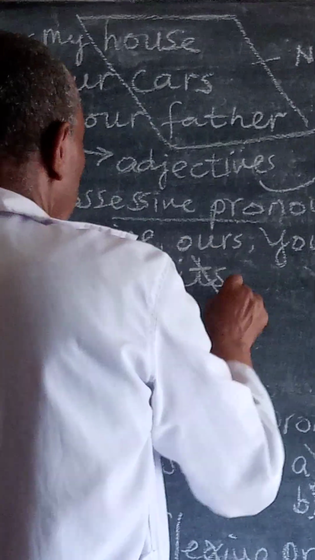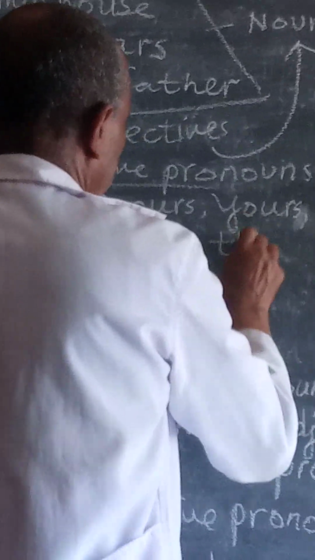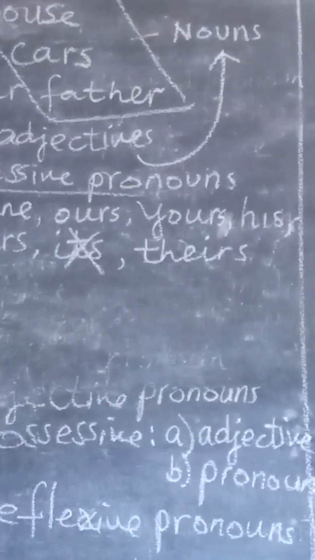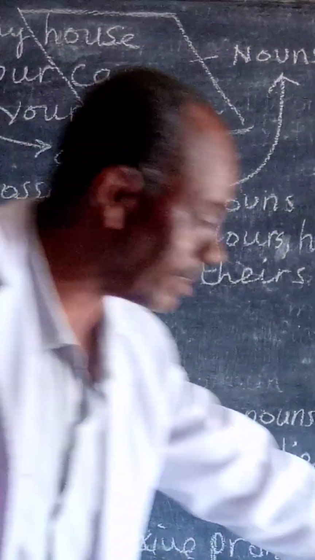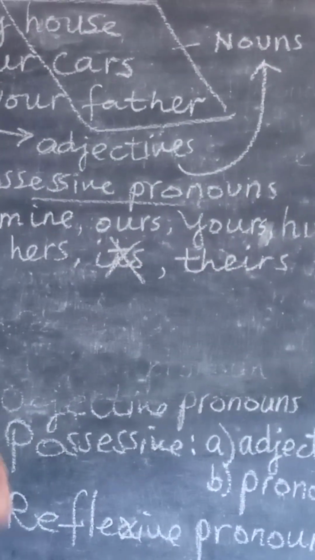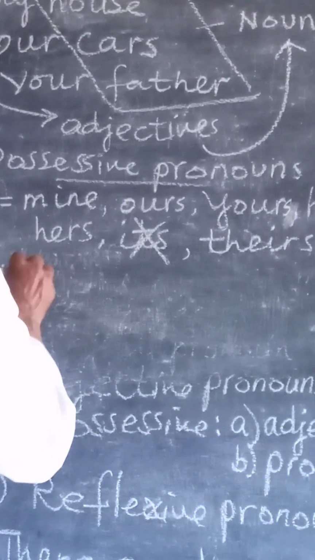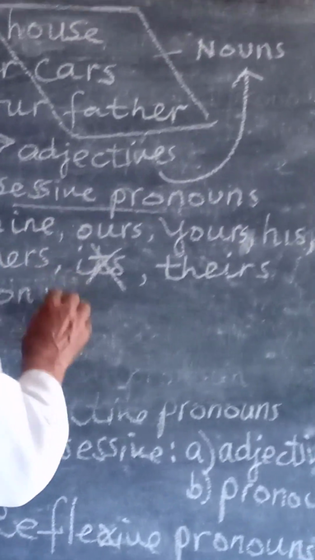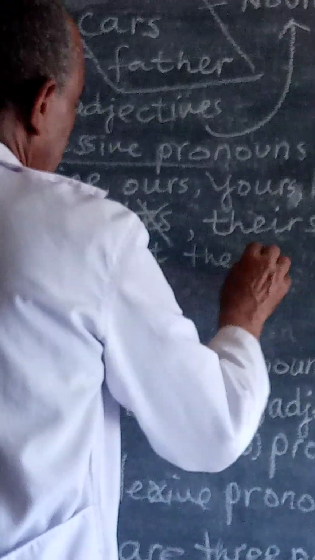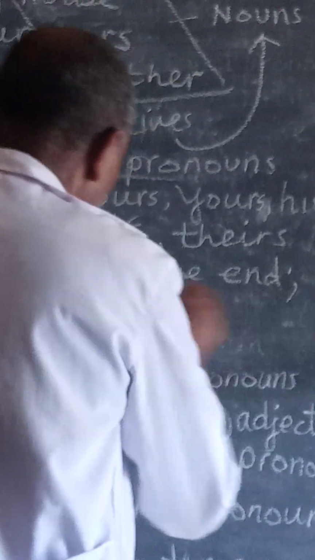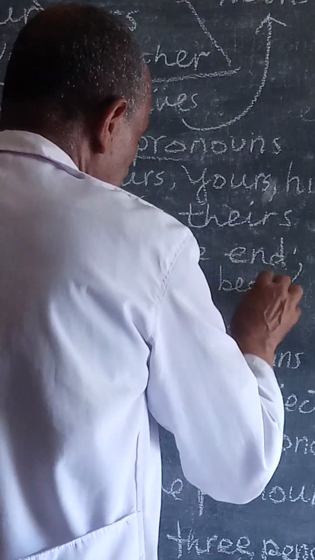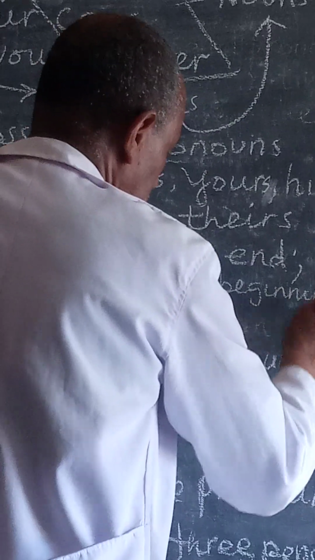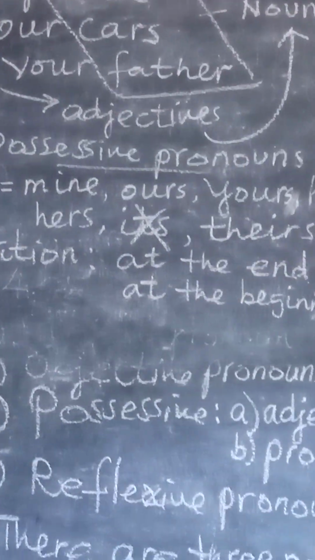Its is wrong. We don't use this. And theirs. These are the possessive pronoun forms. They are 7 in number. They can be placed at the end. Position at the end: you can put these at the end of the sentence, and sometimes at the beginning. For some expressions, we can use them at the beginning, or at the initial position.